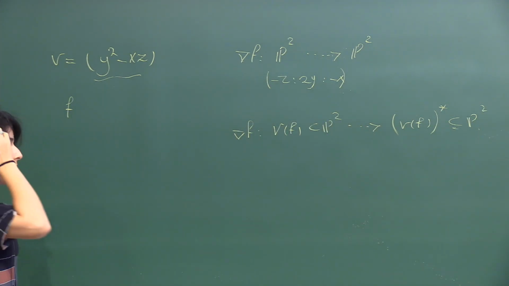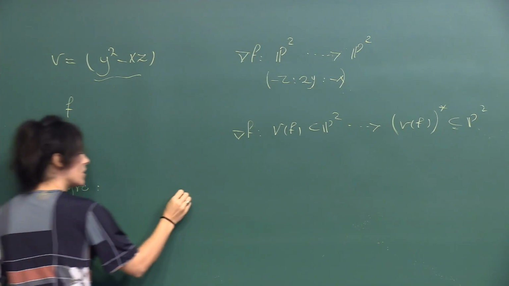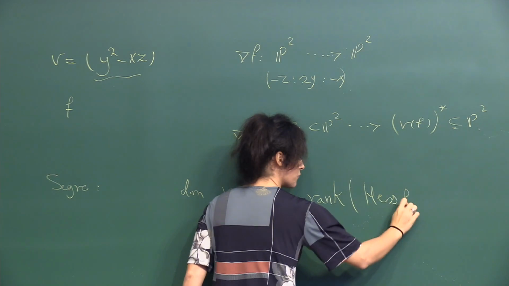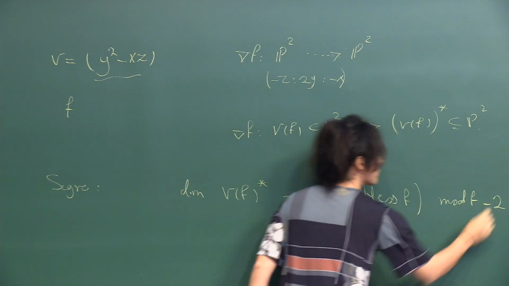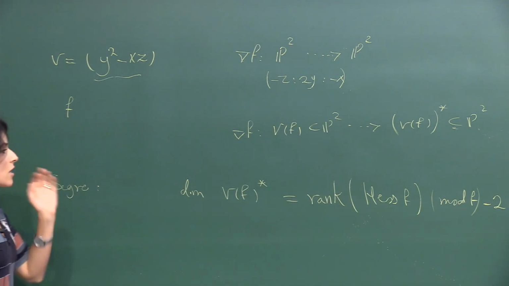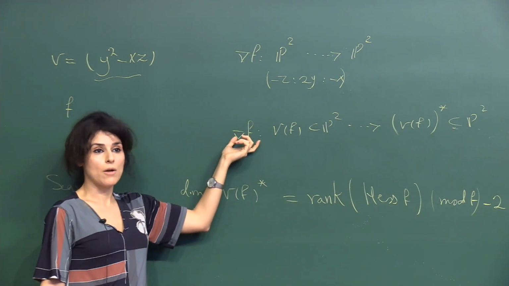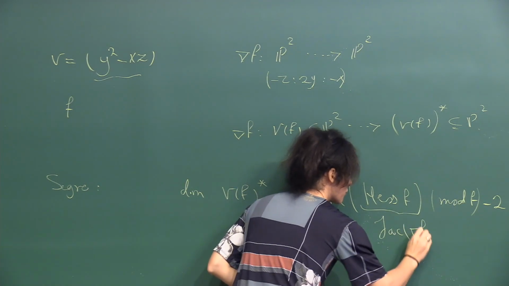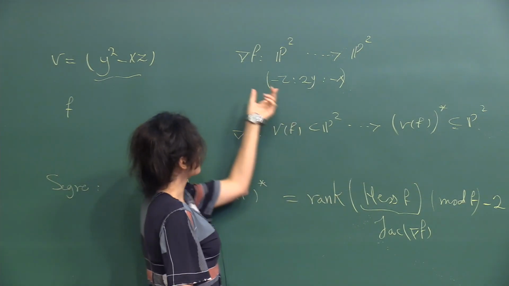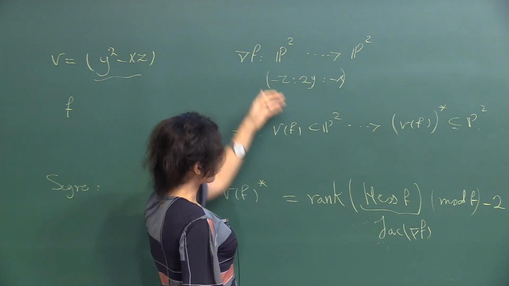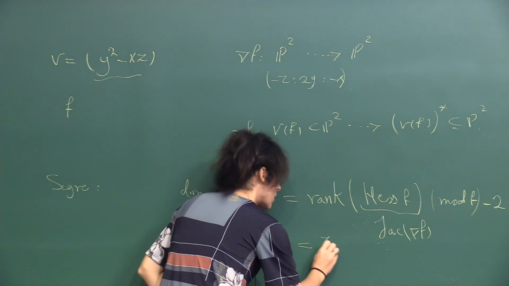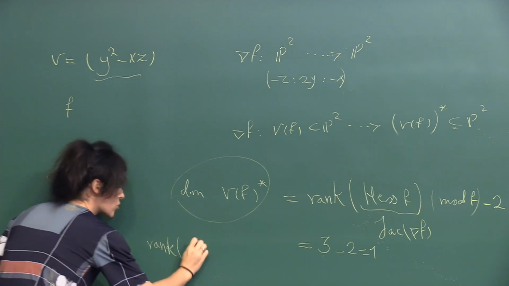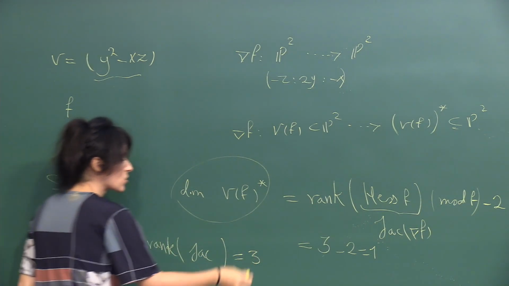And this is due to Segre: the dimension of V_F star is exactly equal to the rank of the Hessian of F modulo the relation of F, minus 2. In this case, when we are working with the gradient, the polar map, the Jacobian matrix is exactly the Hessian of F, the Jacobian of the gradient of F. So the rank of this Hessian matrix is 3 even modulo F, and 3 minus 2 is 1. It means that the dimension of V_F star is 1, but the rank of the Jacobian matrix is 3, strictly bigger than 1.